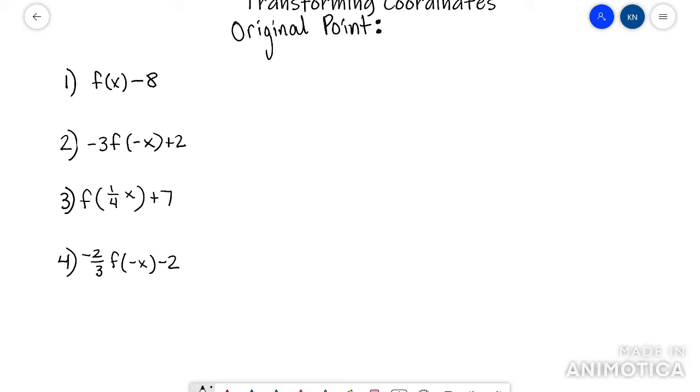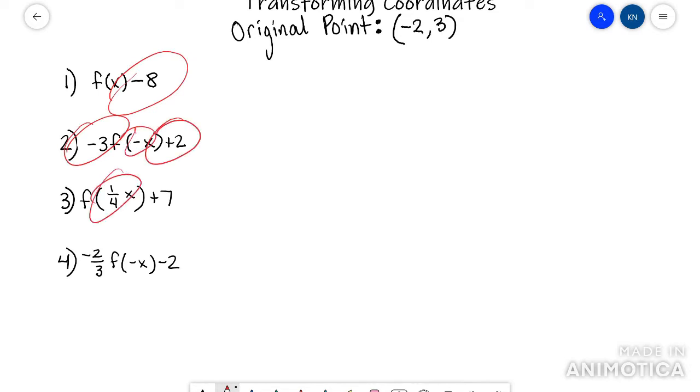Okay, this video is going to show you how to apply transformations to coordinates. So essentially what your teacher is going to do is give you a starting coordinate, for example, -2, 3. They want to see how all of these changes, circled in red here, will affect that coordinate. So I'm going to show you how to find the new x and the new y.